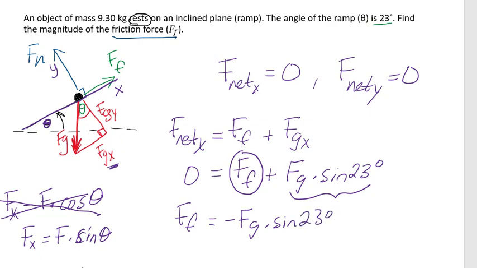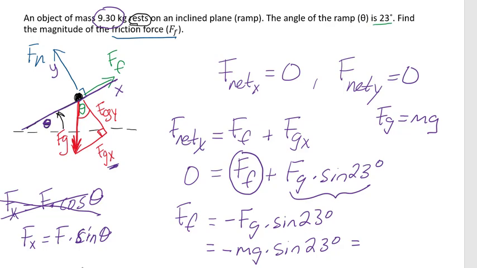And if you remember, Fg, weight, is m times g, 9.81 meters per second squared. So minus Fg would be minus mg times sine 23. So our mass is 9.3 kilograms. g is going to be negative 9.81 meters per second squared. So I encourage you to try this calculation on your own. I'll do it right now.